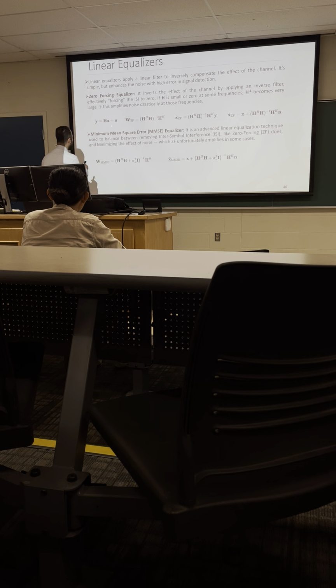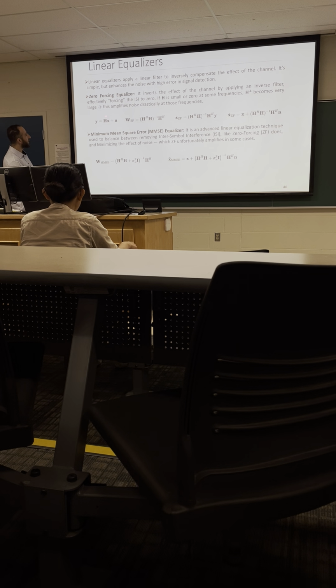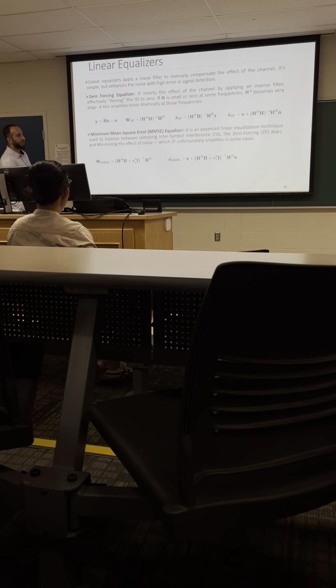So what we will do, once I receive the signal, is multiply it by the linear filter. This is the zero forcing filter, W, the weights of zero forcing. If you multiply this one here, it will cancel this one here, so you will obtain X plus the noise term.